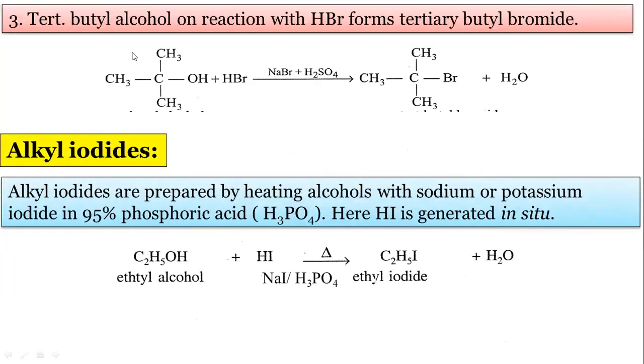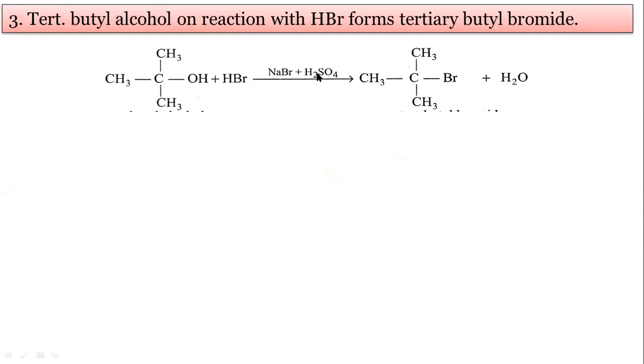In case of tertiary alcohols also, we have to use dilute H2SO4 here. Remaining reactions are the same. This OH will be replaced with bromide. So this is a tertiary alcohol, and we will get a tertiary bromide here.